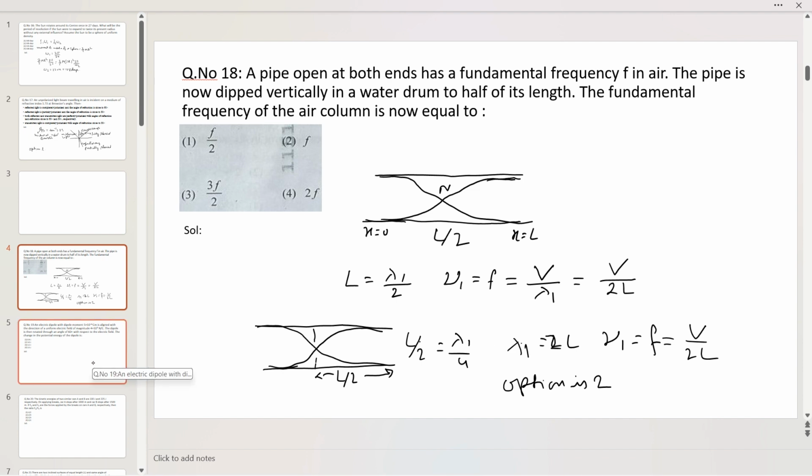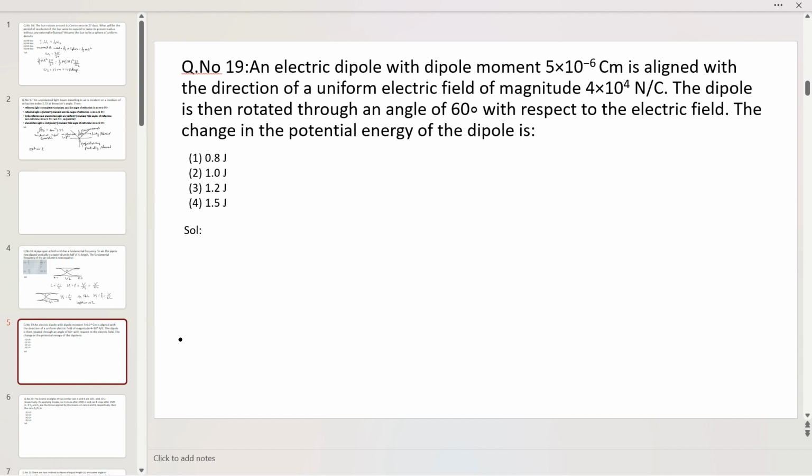Now I am going to another question. Here there is an electric dipole with dipole moment, aligned in the direction of a uniform electric field of magnitude 4 into 10 to the power of 4 Newton per Coulomb. The dipole is then rotated through an angle of 60 degree with respect to the electric field. The change in potential energy of the dipole.